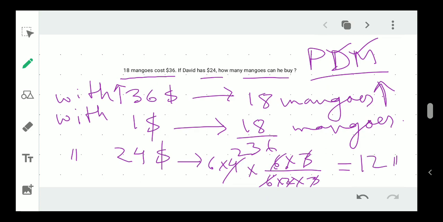So this thing is very much clear. That is your PDM method. So what we have to do is see first what we have to find out. Whatever we have to find out will be on the right hand side. Then we check the relationship. If both quantities increase together, then it is PDM. Then we find for 1 by division, and we find for more by multiplication.